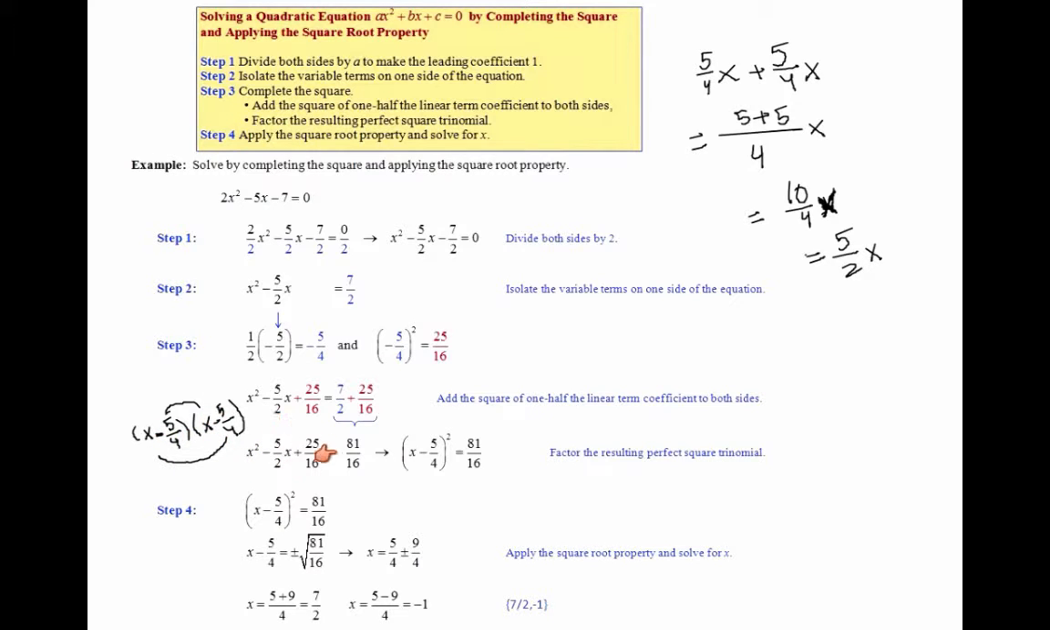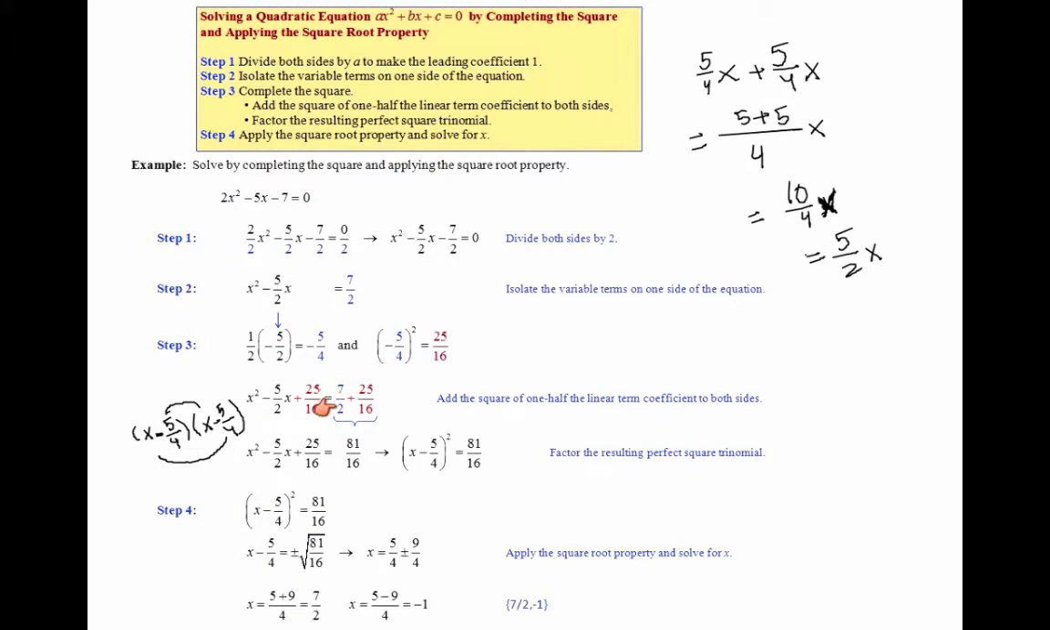The last term results in 25 over 16. So once you add this magic number to both sides of the equation, the left-hand side becomes factorable. Not only factorable, it also becomes a perfect square. You get x minus 5/4 squared. Now, of course, you have to add what you have on the right-hand side. What's the LCD here? 16.